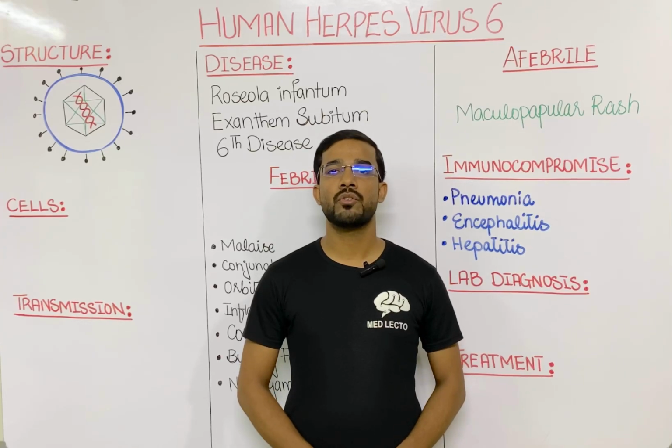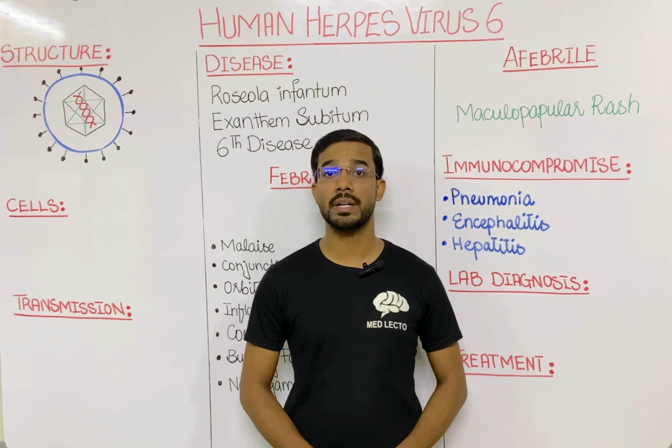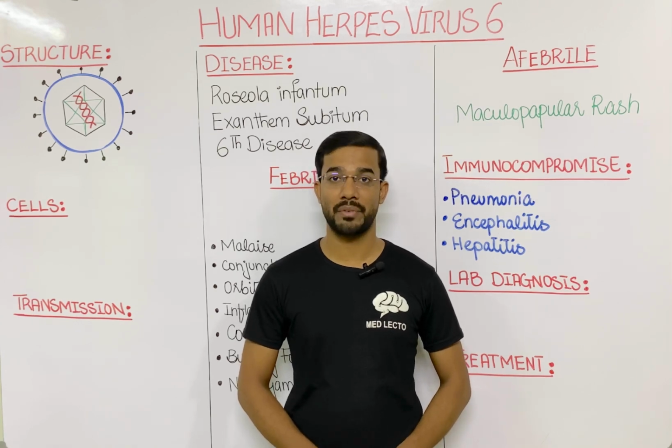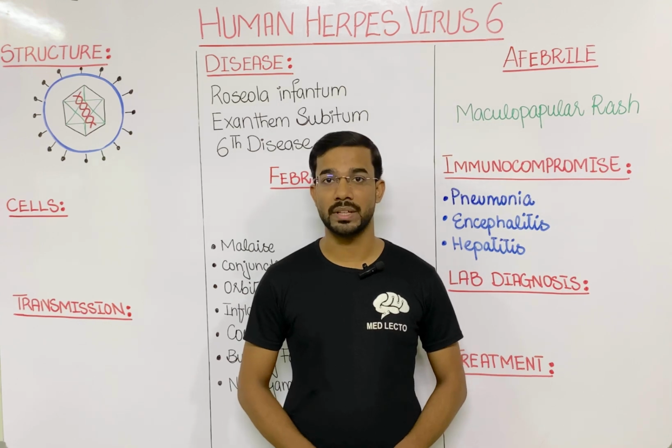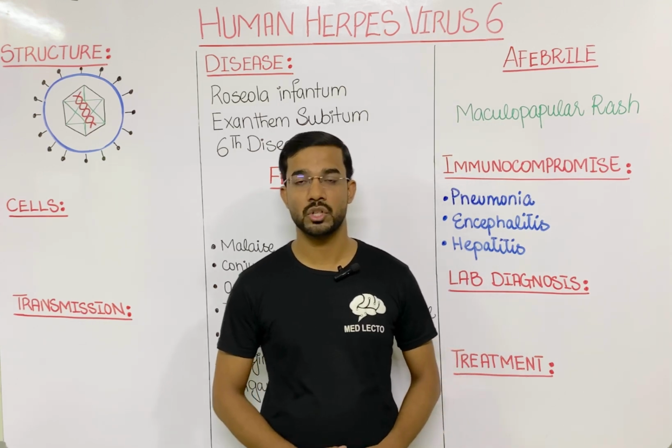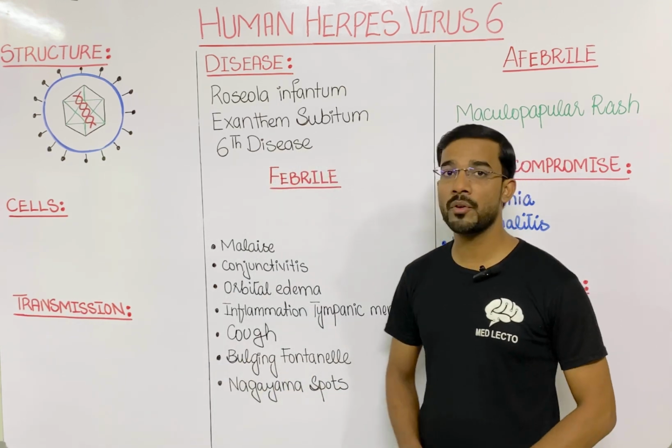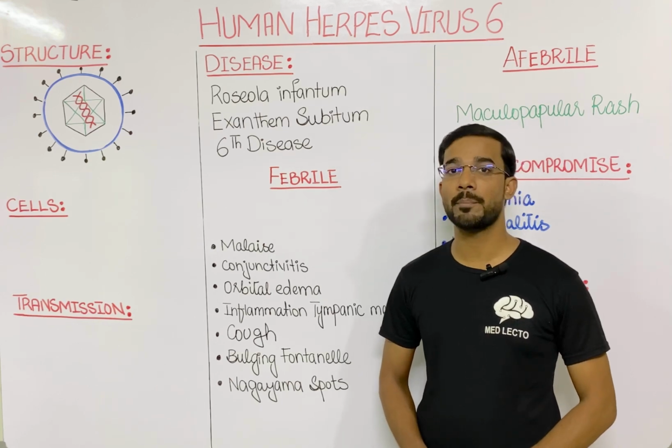In this lecture, we are going to discuss human herpes virus 6, the most important agent of Roseola Infantum. We will discuss in detail the different aspects of human herpes virus 6. So let's get started. First of all, we will look at the structures of human herpes virus 6.